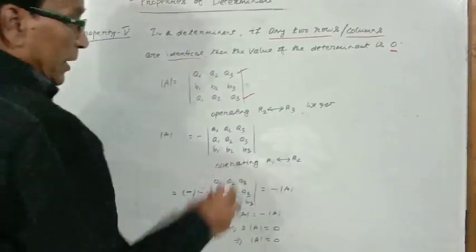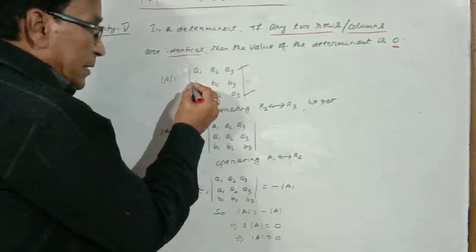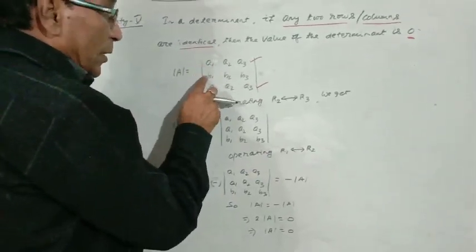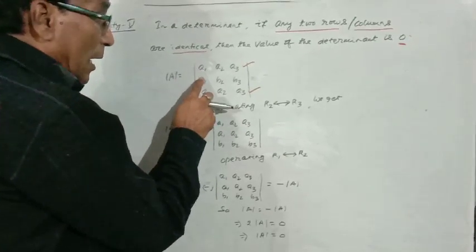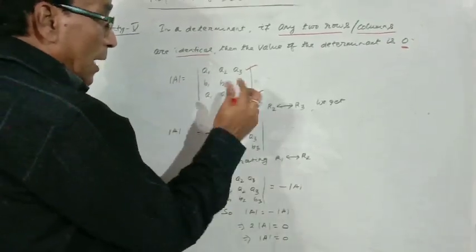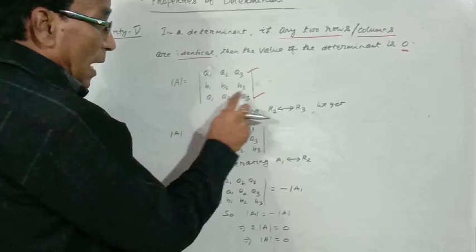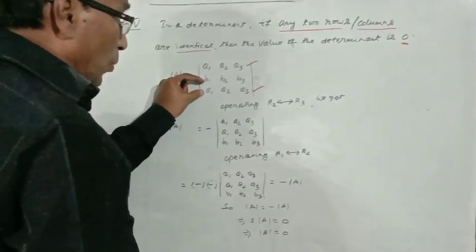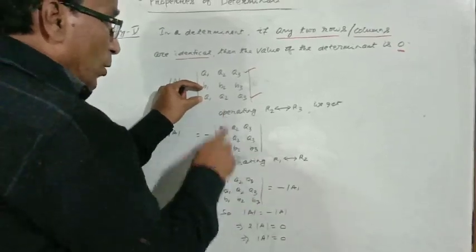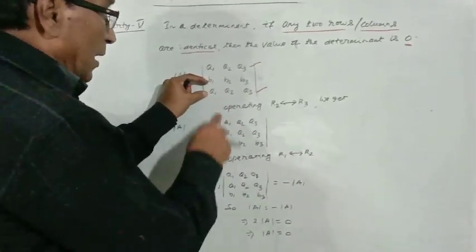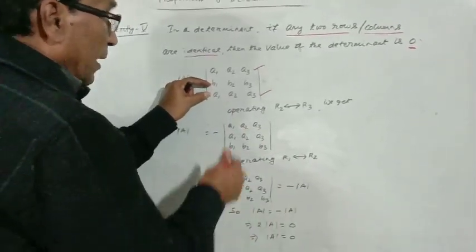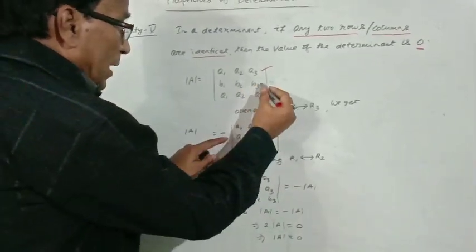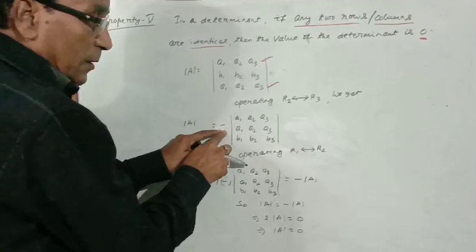So here you see that these two adjacent rows, R2 and R3, are adjacent rows. If we interchange these two adjacent rows, then we know that the absolute value will remain the same, but the sign of the determinant will be reversed. That means if it is plus, after interchanging these two adjacent rows, it becomes minus.